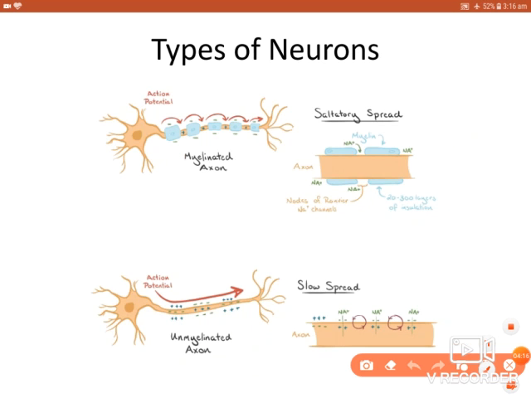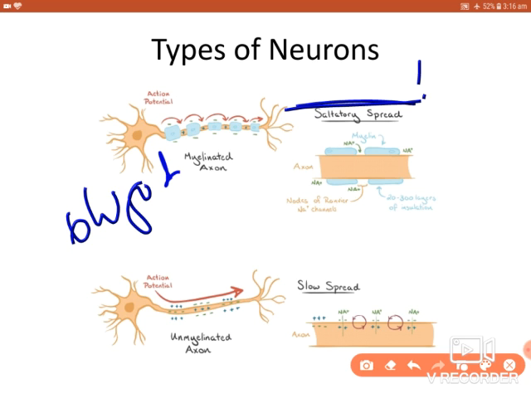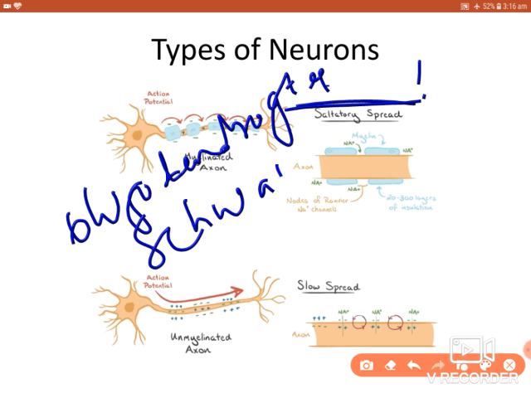Here comes the types of neurons. During the formation, each axon comes in contact with certain cells. Those are the oligodendrocytes, which you can see in the CNS, and the Schwann cells, which you can see in the peripheral nervous system outside the CNS. So these cells provide the myelin sheath for the axons.